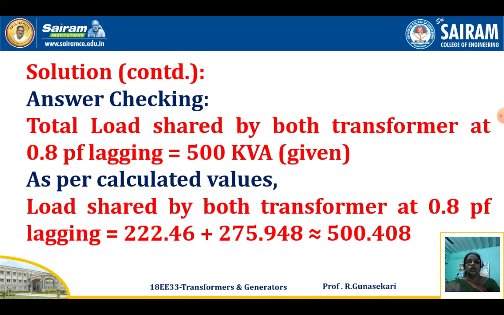In module 2, mostly the problems came from the parallel operation topic and the load sharing topic only. But the auto transformer, even in the 15 scheme, 17 scheme and 18 scheme, never came in the VTU exam. But suppose this time they set a problem on auto transformer, you can solve the problem. So module 2 is parallel operation, load sharing and auto transformer. The problems will be on these three topics only.